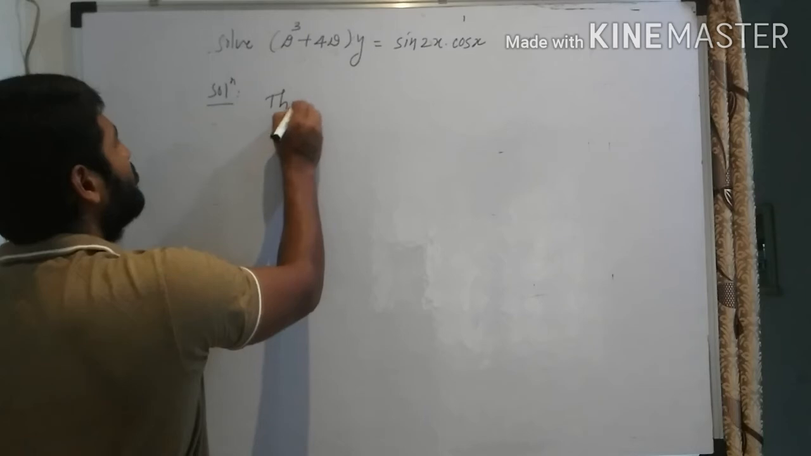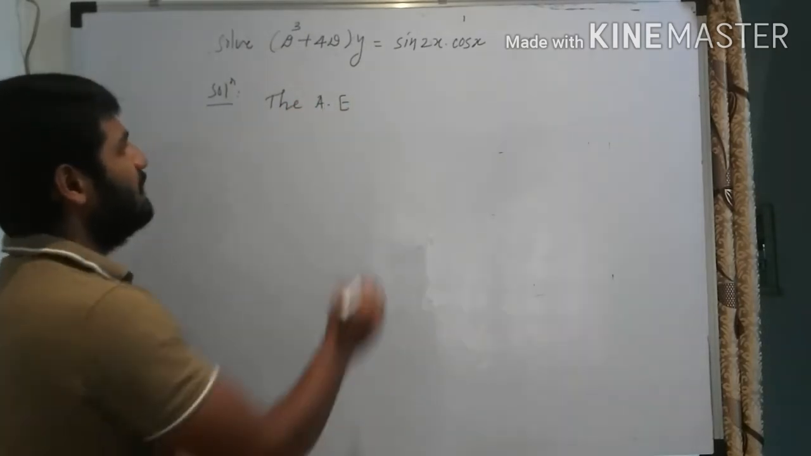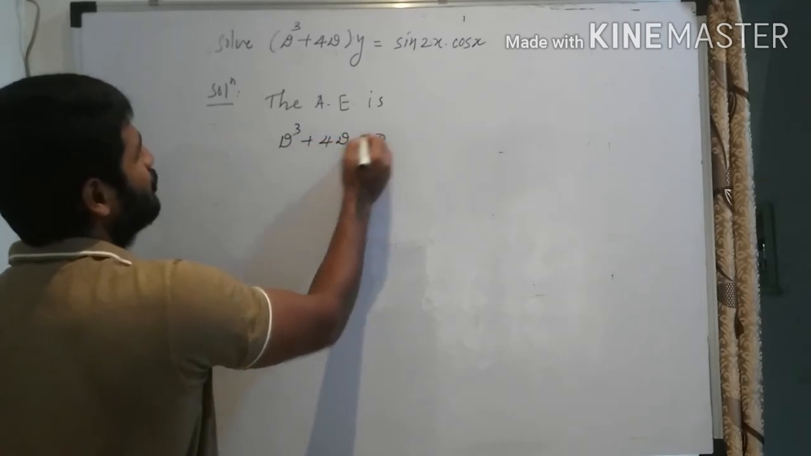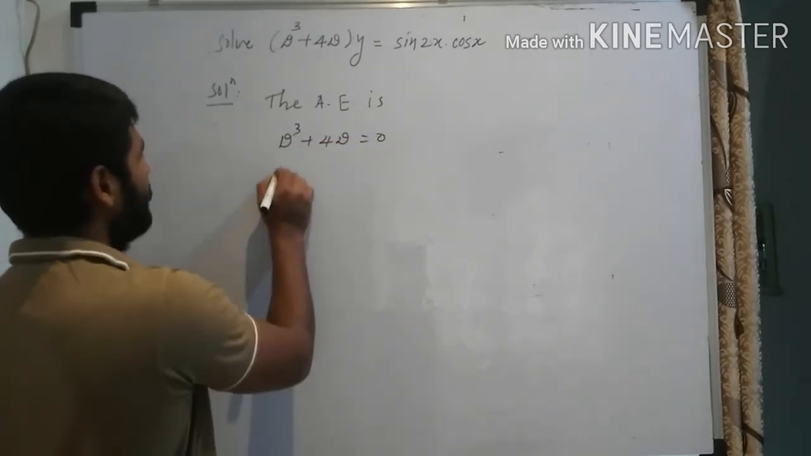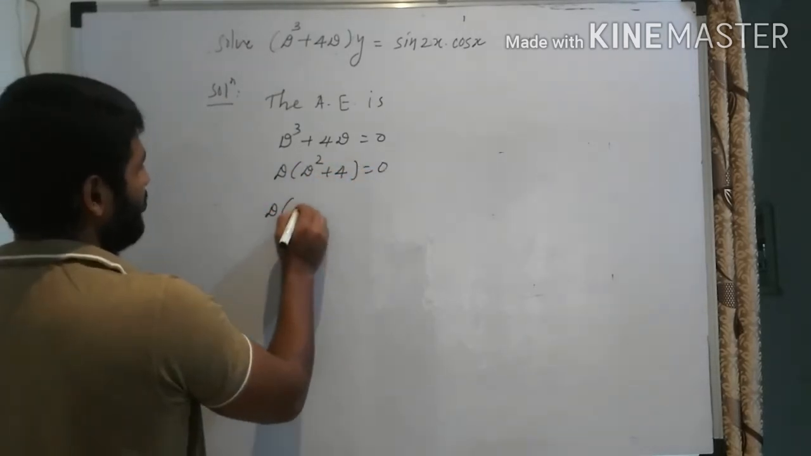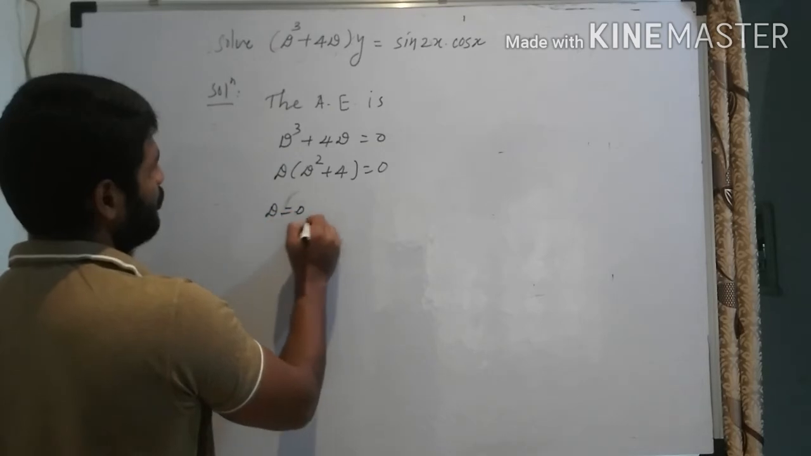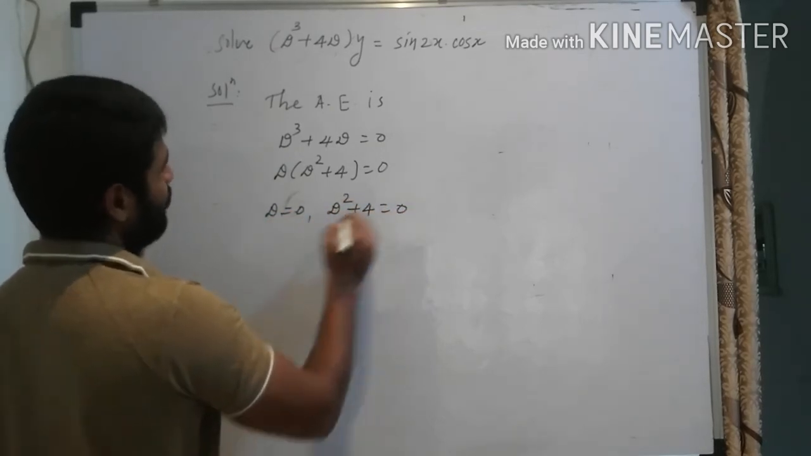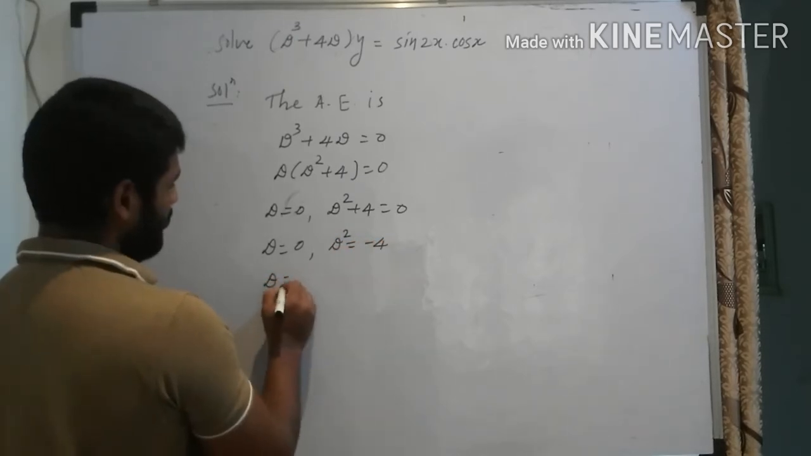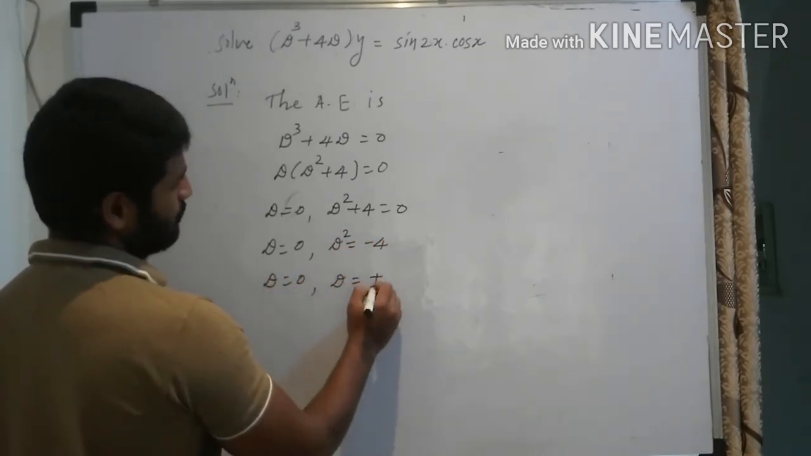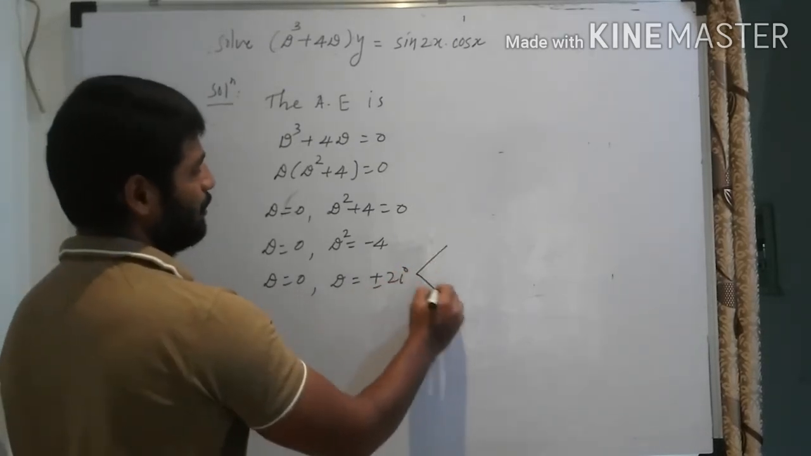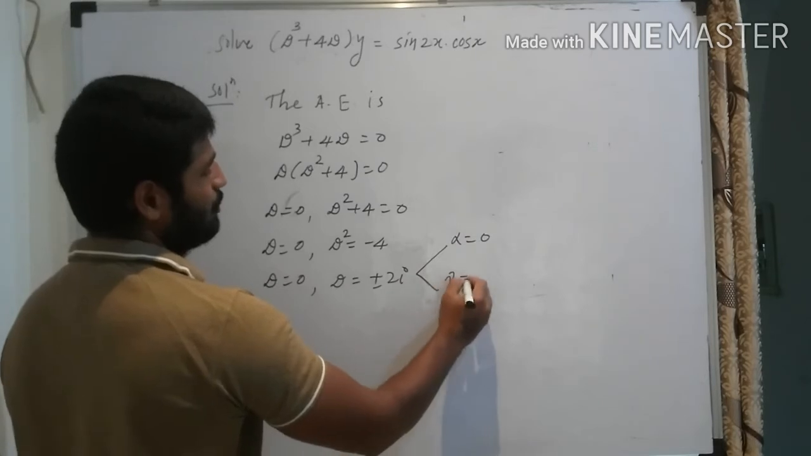So first we have to write the auxiliary equation. The auxiliary equation is d cube plus 4d equal to 0. Now here d is common, so taking it outside, d into d square plus 4 equal to 0. That is d equal to 0 and d square plus 4 equal to 0. That means d equal to 0 and d square is equal to minus 4. That is d equal to 0, d equal to plus minus 2i. So 0 is a real root and plus minus 2i is a complex root where alpha is equal to 0 and beta is equal to 2.